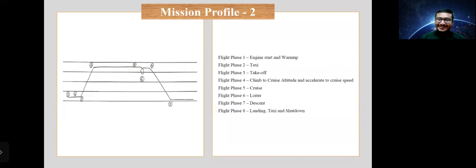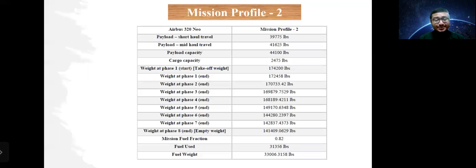This is mission profile 2. There are 8 phases: engine start and warm up, taxi, takeoff, climb to cruise, cruise, loiter, descent, and lastly, landing, taxi, and shutdown. For this one, at first I was curious about how much the payload would be for the Airbus 320 Neo. Airbus says this model only covers short and mid distance travels. So I went for the short haul and mid haul travel to get the payload values.